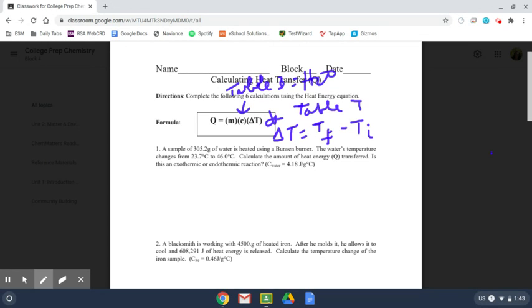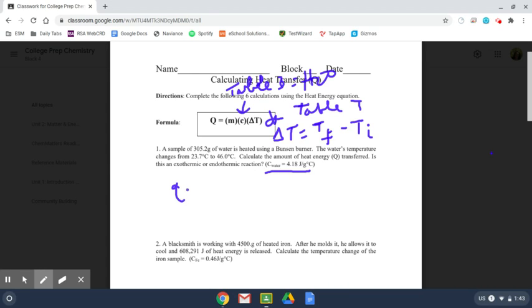Okay, here we go. A sample of 305.2 grams of water is heated using a Bunsen burner. The water's temperature changes from 23.7 degrees Celsius to 46.0 degrees Celsius. Calculate the amount of heat energy or Q transferred, and then it asks, is it exothermic or endothermic? I provided it to you here, but you do indeed need to know that it's also on table B. So we are solving for Q.